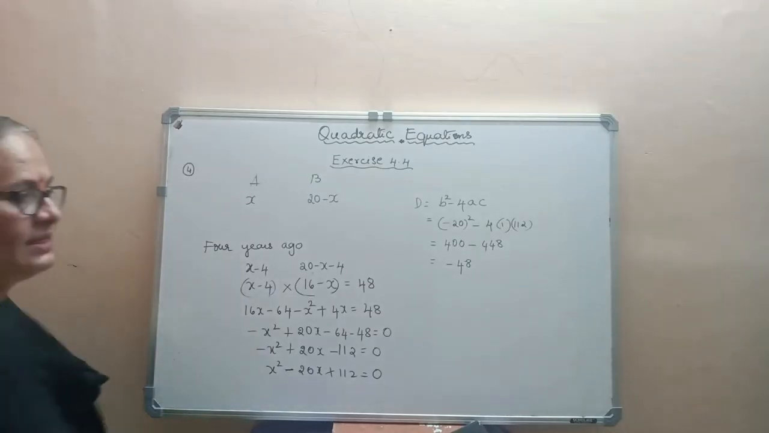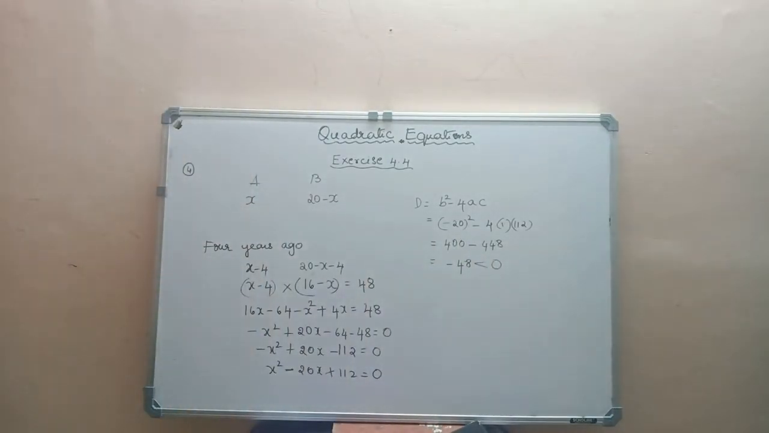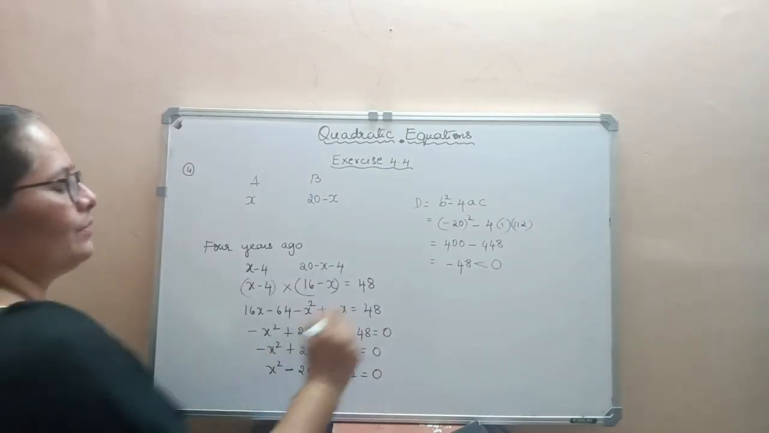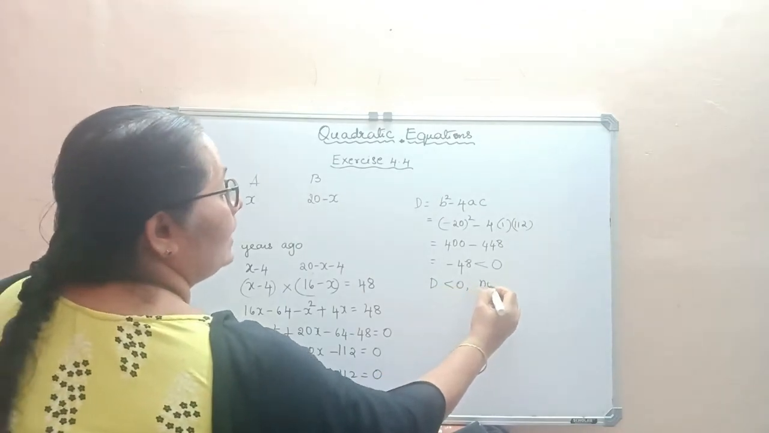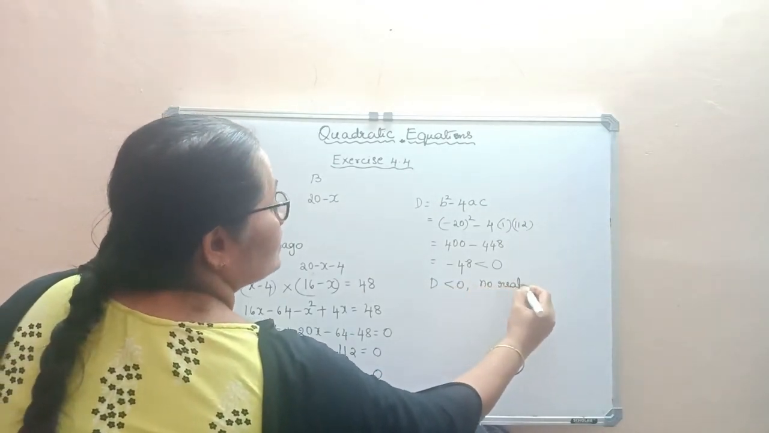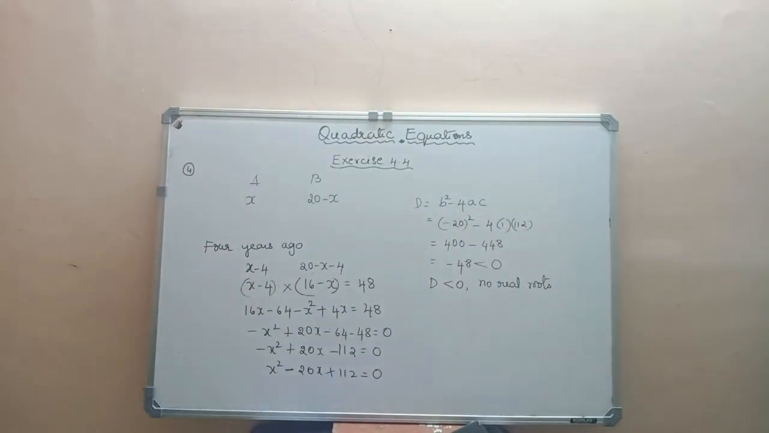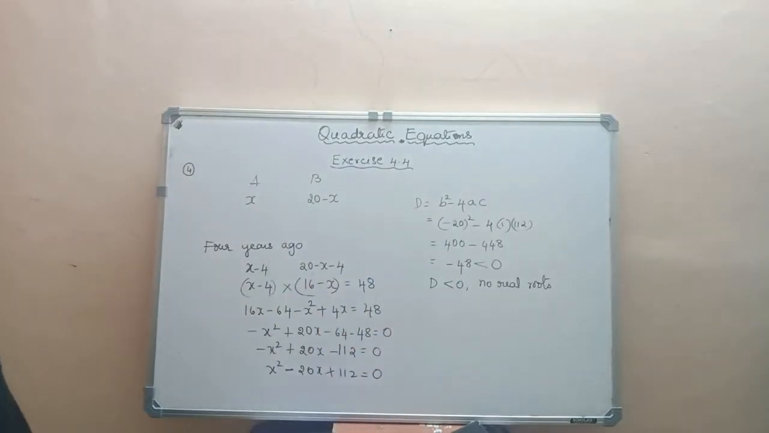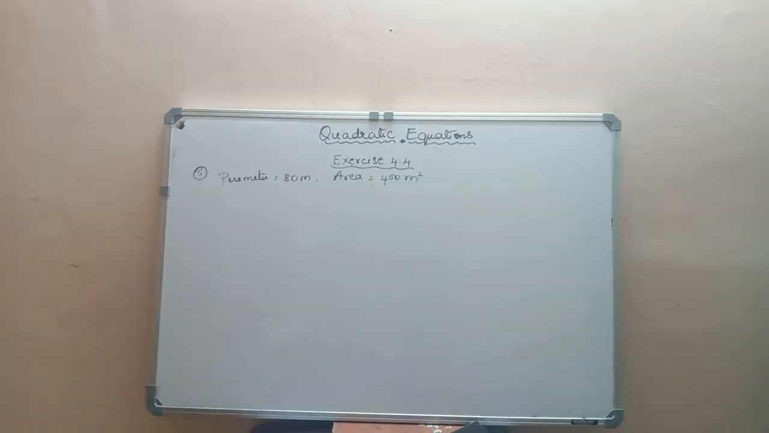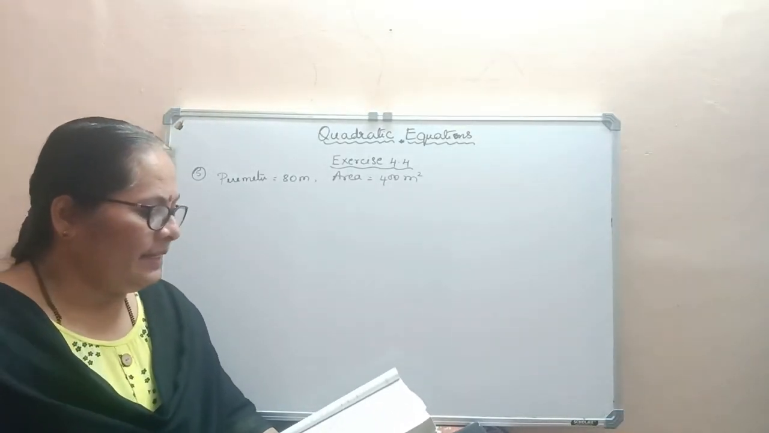Minus 48 is less than 0, right? Do roots exist or not? No real roots. So whenever the discriminant is less than 0, there are no real roots. It means that this situation is not possible because the discriminant is less than 0.